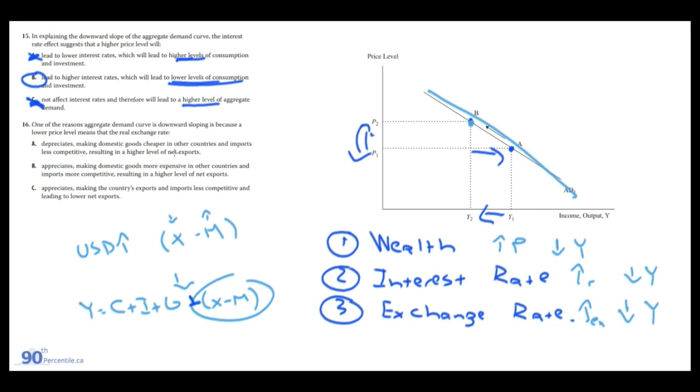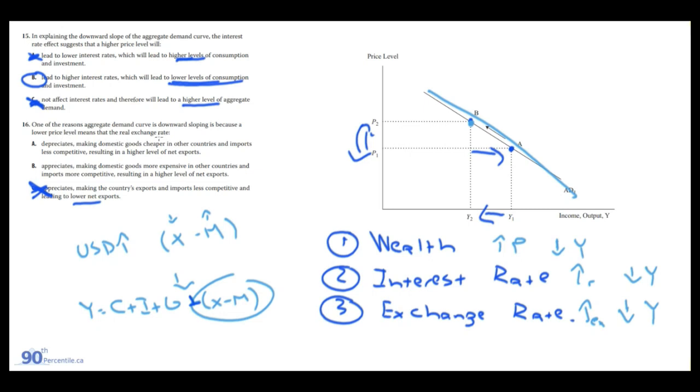So we have a higher level of net exports here, which is good. A higher level of net exports here, which is good. So it's going to be one of these two. And this one says lower net exports, so that's incorrect. So now we can kind of connect the dots. Here we have two answers, like I said, with a higher level.